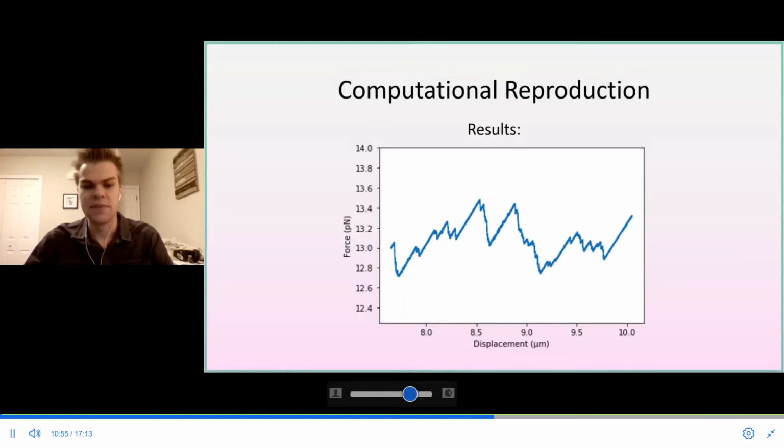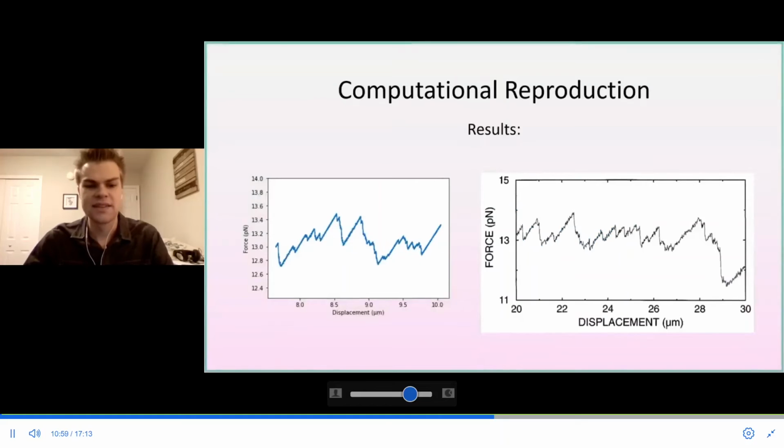Here are the two results side by side, so you can kind of see the comparison. The scales on the axes are just a little bit different. So the two large peaks that you can see over here in my results are about the same size as these smaller peaks in Bockelmann's results. But again, I was pretty pleased with these results overall. They were very similar.